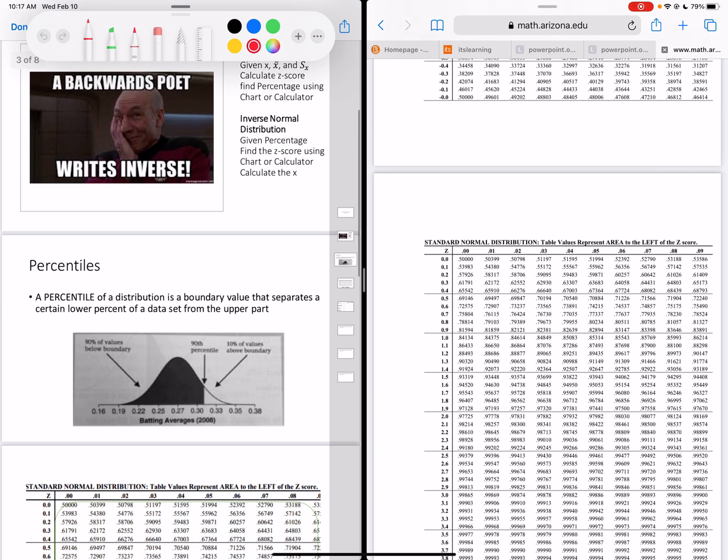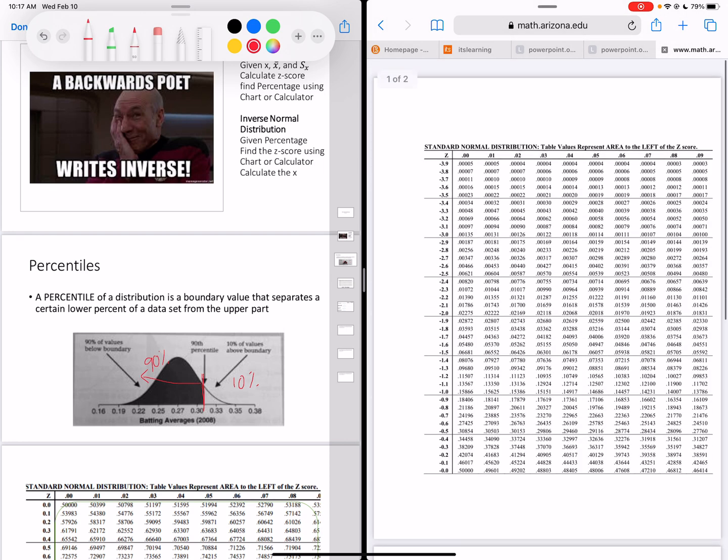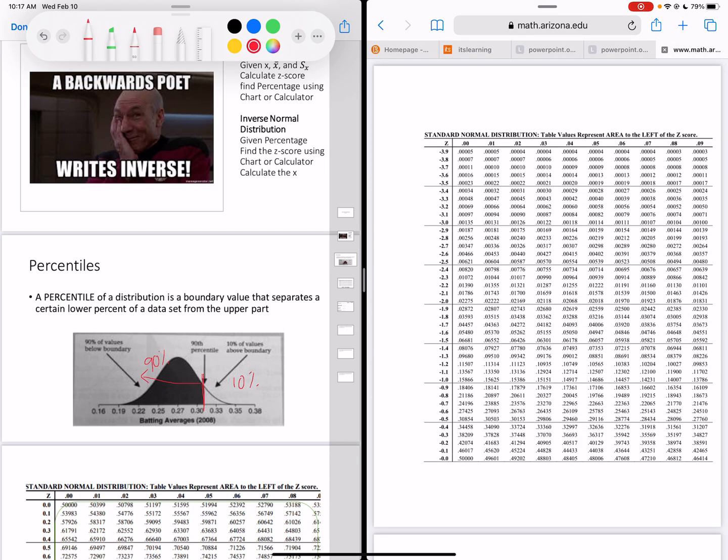Okay, so first thing we need to know is what is a percentile. A percentile of the distribution is a boundary value that separates the lower percent of the data from the upper percent. So looking at this little distribution here, I'm seeing that this is the 90th percentile. That means that 90% of my data is to the left of that value and 10% is to the right. So whenever you see the word percentile, that's going to tell you that that is the percent to the left of the distribution, which is good because in a z-score chart or a standard normal distribution table, those values are the percent to the left, which is the one tricky thing about this lesson is that you always have to be thinking what's the percent to the left.